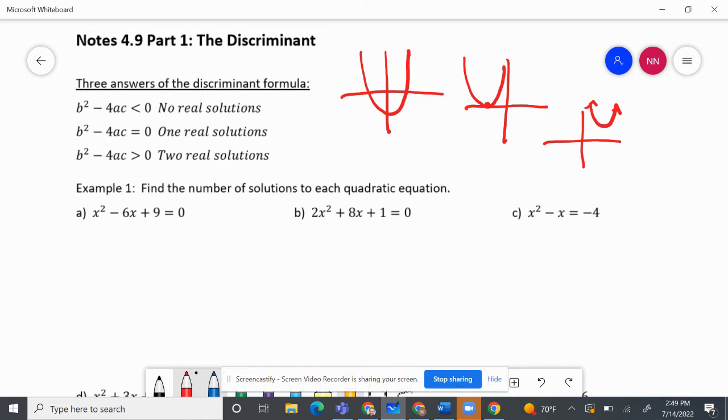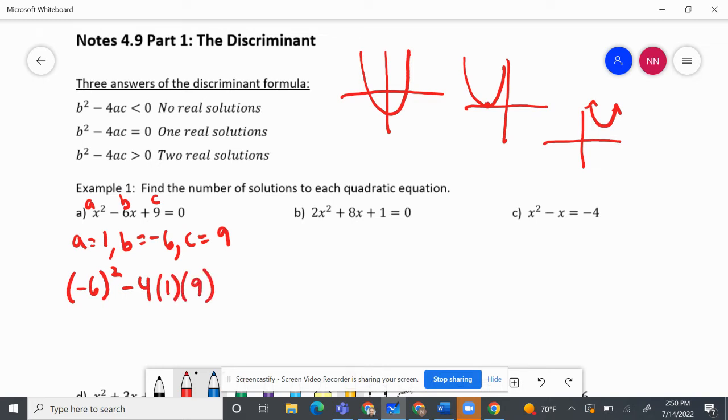So with the first one, our a value is 1, our b value is -6, and our c value is 9. Once again, remember a is in front of the x squared, b is in front of the x, and c is the number by itself. So we're going to take the -6 squared minus 4 times 1 times 9. That gives us 36 minus 36, which is 0. So 0 means that there is one real solution.